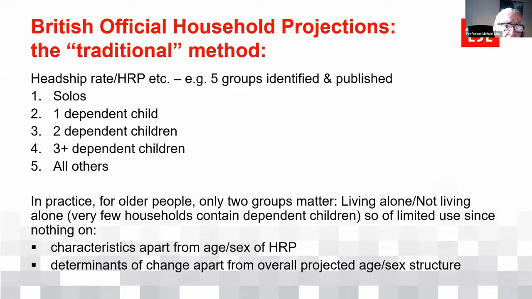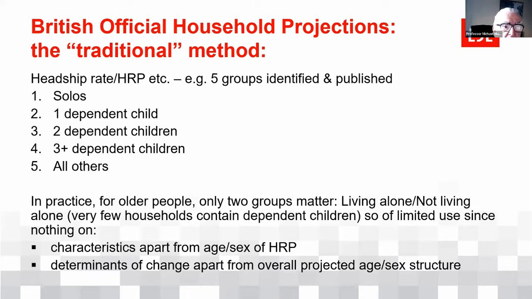There are solos, people living alone, those with 1, 2, or 3 or more dependent children, and everyone else. Our main interest is in older people. In practice, very few of those people actually have dependent children in the household. So all we know about older people's household situation is whether they're living alone or not living alone, which is very limited for policy purposes.